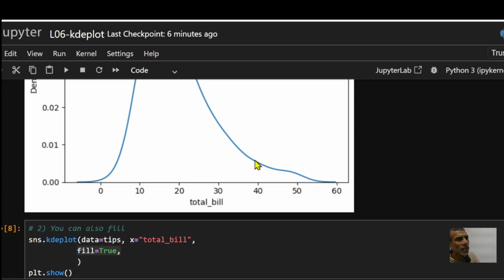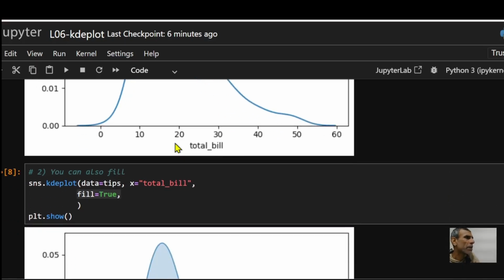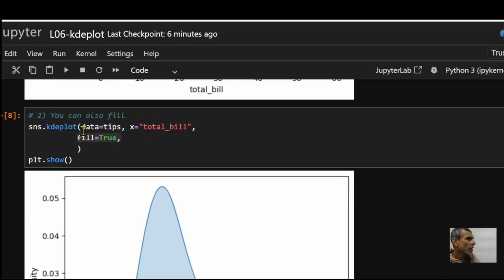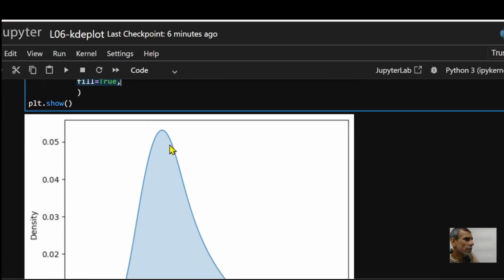Just by looking at this, anytime when you see a skewed curve, that's an indication that there might be outlier values over here. Okay, so we can also do some filling. In this case, I'm saying fill equal to True. That's going to fill this curve.